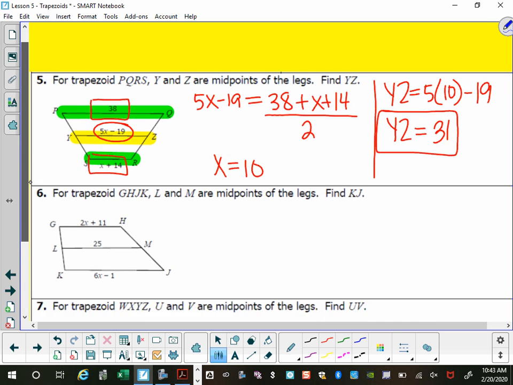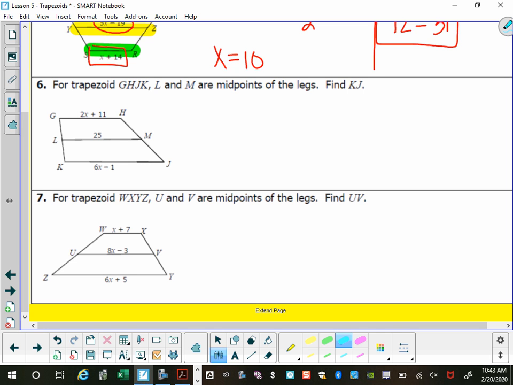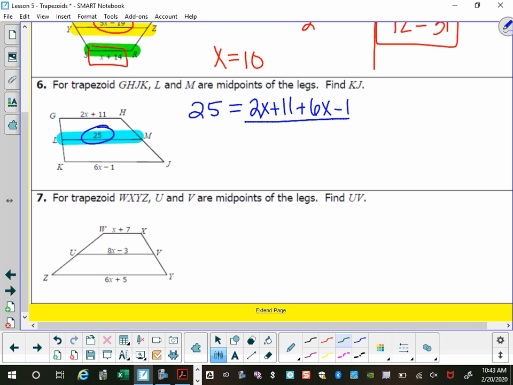All right, let's look at number 6. On number 6, this is my mid-segment. I'm circling my 25 that goes on the left side of my equal sign. On the right side, I'm adding my bases. So 2x plus 11 plus 6x minus 1, and that is divided by 2. Type that into your calculator. What do you get for x?